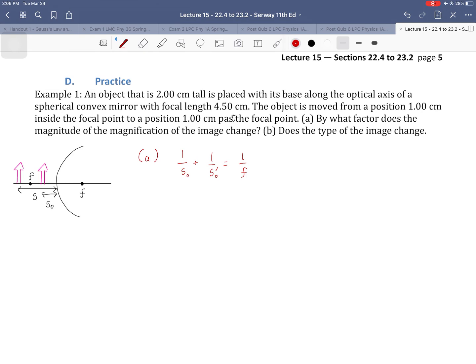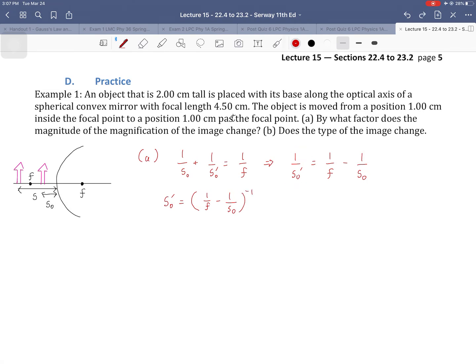So what would that look like? Let's go ahead and set up the solve first. I have 1 over S prime naught, keeping it symbolic, equals 1 over the focal length minus 1 over the object distance. And then we want to solve for S prime naught, so we're solving for the initial location of the image. That's going to be 1 over F minus 1 over the original object distance, all to the negative 1 power.